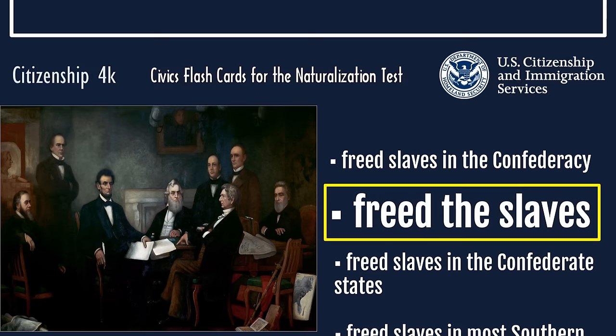Why did the colonists fight the British? Because of high taxes. Who was president during the Great Depression and World War II? Franklin Roosevelt.